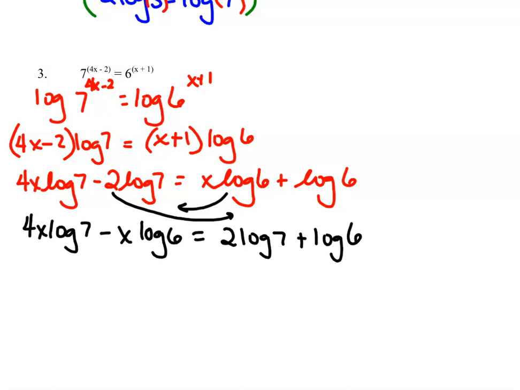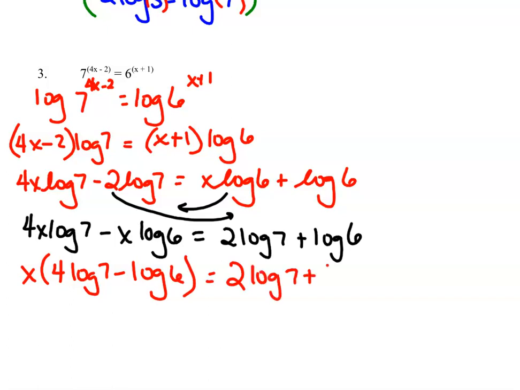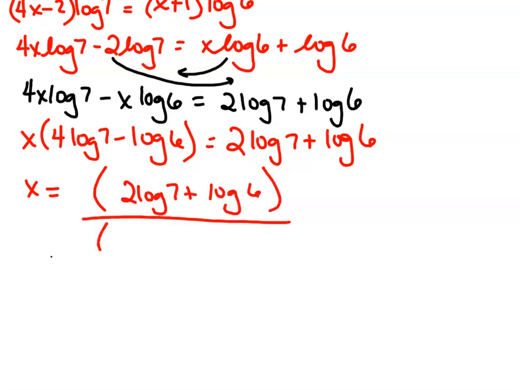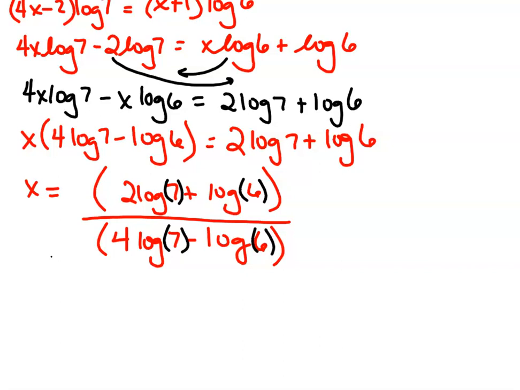I'm going to factor an x out. So we get 4 log 7 minus log 6. And then we can divide. So x will be 2 log 7 plus log 6 divided by 4 log 7 minus log 6. And again, make sure you close off those little parentheses that pop up when we do logs.